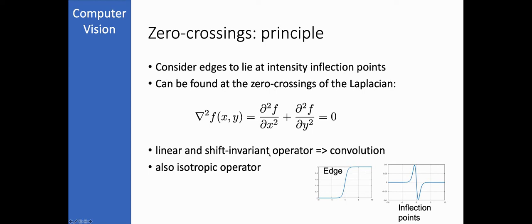In 2D and also in 3D and higher dimensions, the second order derivative operation for this task is actually approximated or implemented using a Laplacian operator. So that's the second derivative of the image with respect to x plus the second derivative of the image with respect to y, and their sum should be 0 at the inflection points. Now, this is also a linear and shift invariant operator and can be implemented using a convolution. And it's also an isotropic operator, meaning that it doesn't really prefer any directions.